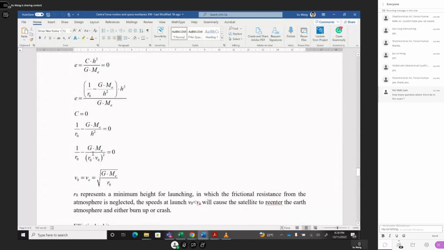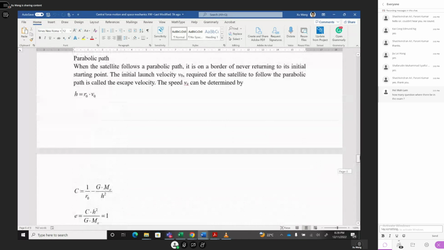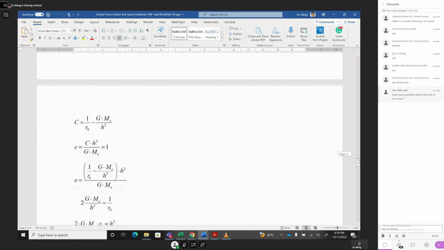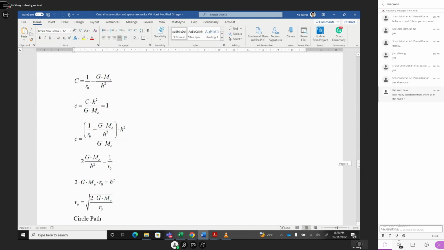You solve this, get E. So for the parabolic, H equal to R0, V0, and by differentiation, this is E equal to 1. Equal to 1, you can solve for V0, VE. This is the escape speed. Okay, if you have more than this speed, they will not come back. If less than this speed, they come back.